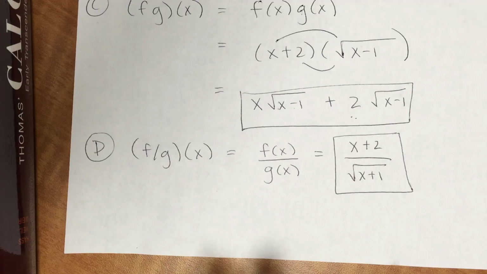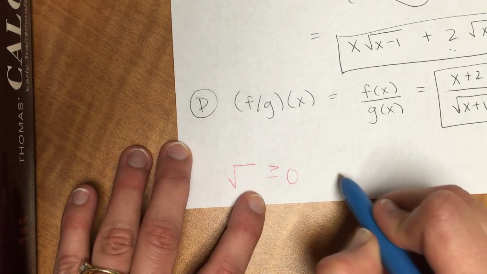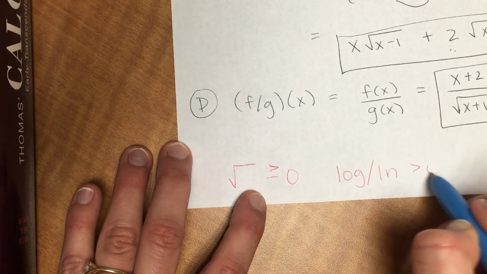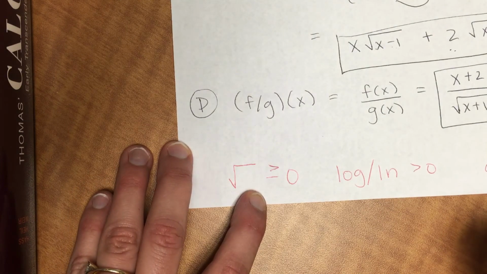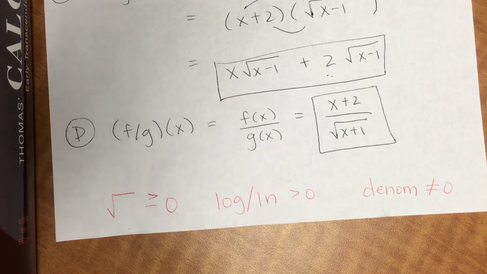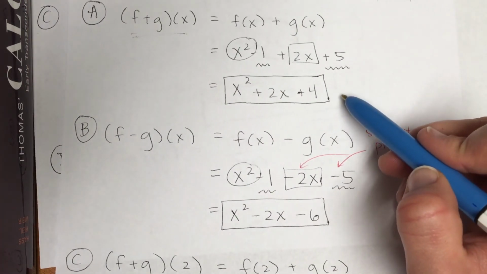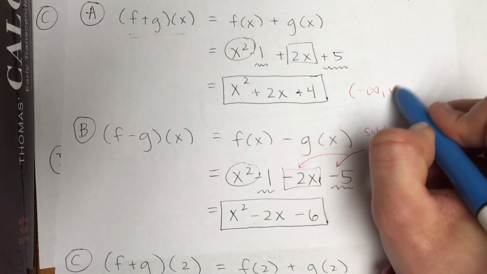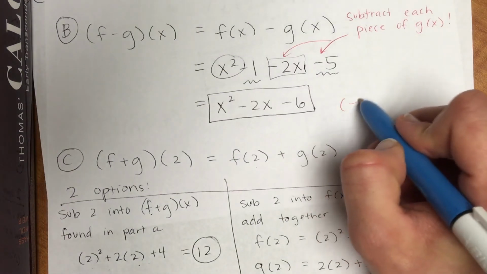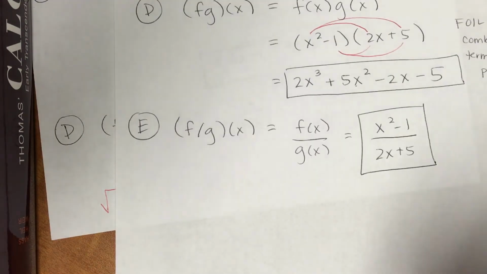Okay, so that's all adding, subtracting, multiplying, and dividing. You can now figure out the domains of all of these different equations. So remember, for domain, refresher, we have to set our square roots greater than or equal to 0, our logs or natural logs greater than 0, and your denominators not equal to 0. So just like before, we're going to use those same rules. So in example 1, I don't have a square root, I don't have a log, I don't have a denominator, so that's my domain. Same thing for part B, that's boring. Same thing for part D.